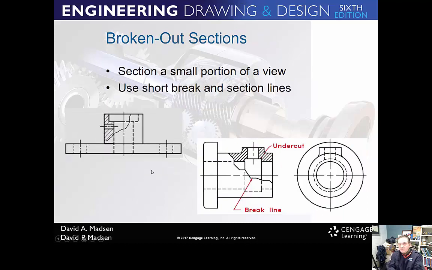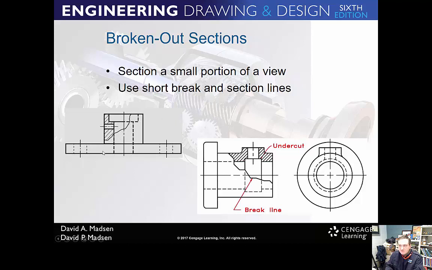Now this is the one where they had a completely horribly wrong example, so I went and found some better ones. This is an example of a broken out section. So you take a short break line and you just draw that in, and then you just hatch the areas that you need to show. So basically I just need to break this out so that if there wasn't another view where I could dimension this hole, I can dimension it here. I can at least locate it, right?